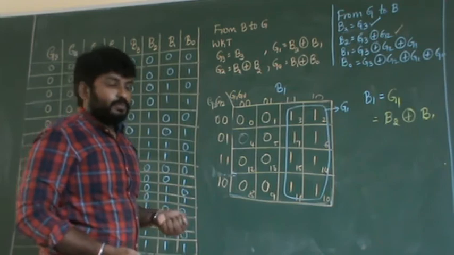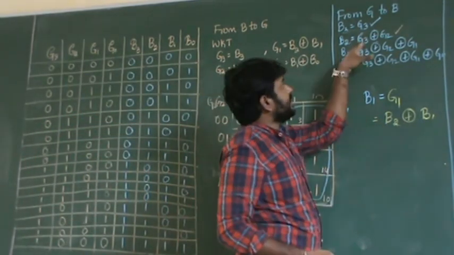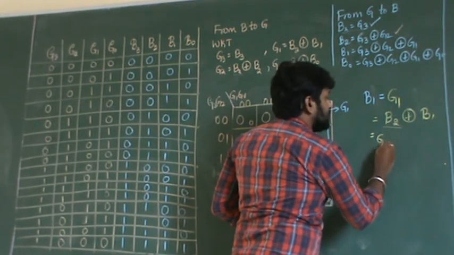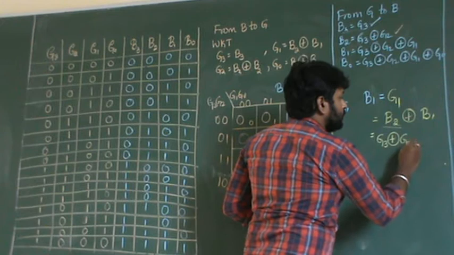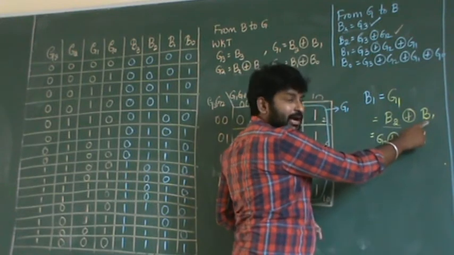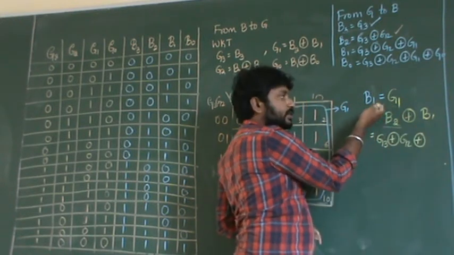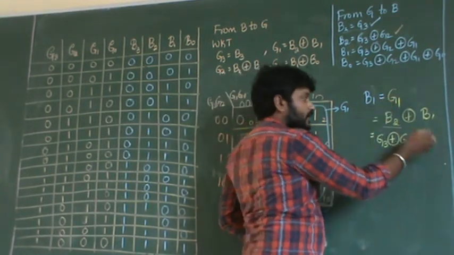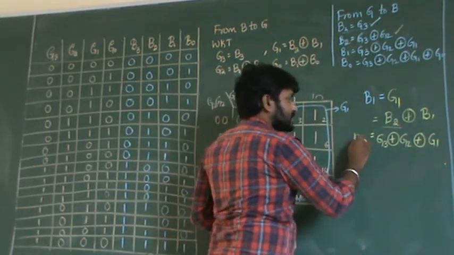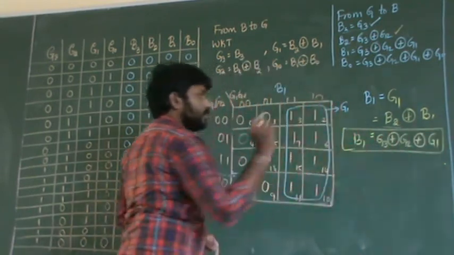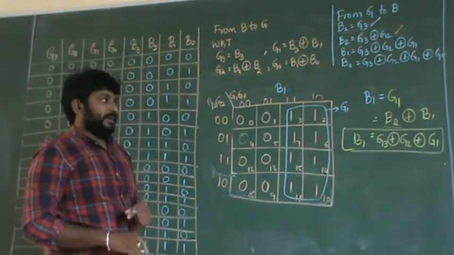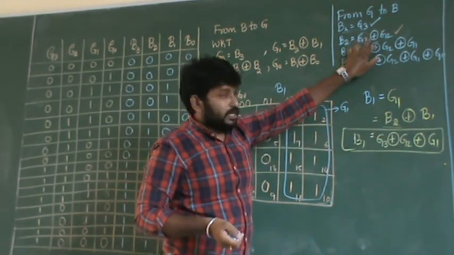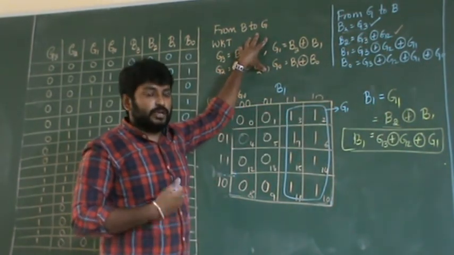But what is B2? B2 I can write as G3 XOR G2. And what can I write B1 as? I can write B1 as just G1. Just now I have got the value from this particular K-map. So B1 I can equate to G1. So therefore I am writing it as G1. And this is the value that we are getting for B1. So whenever you are writing this, just refer to this equation and also the previous equation, then you will understand.